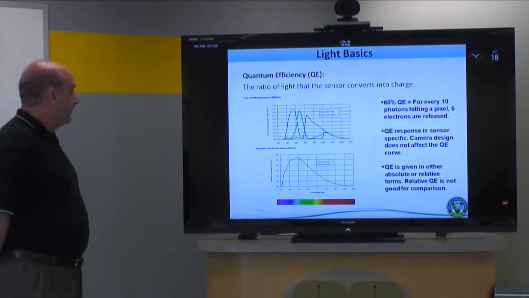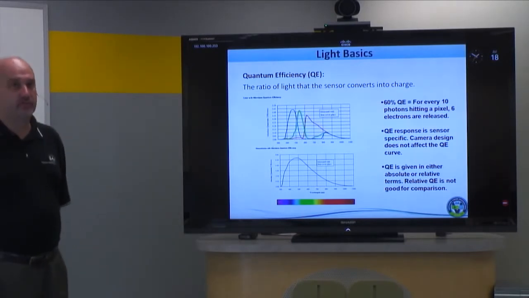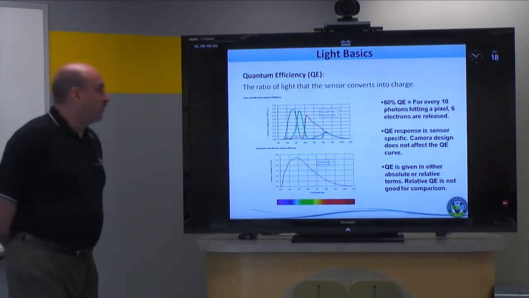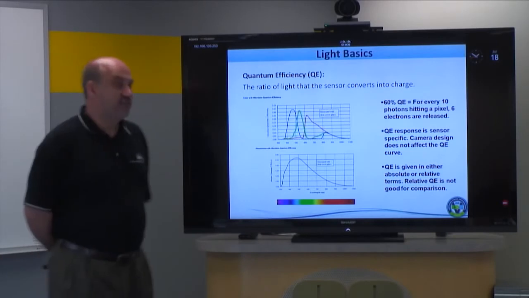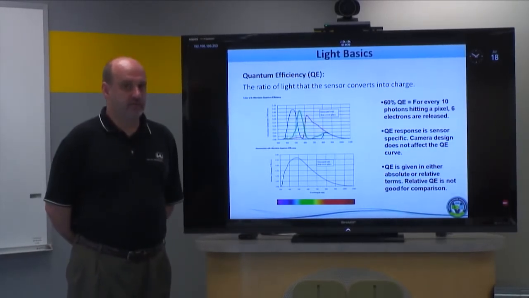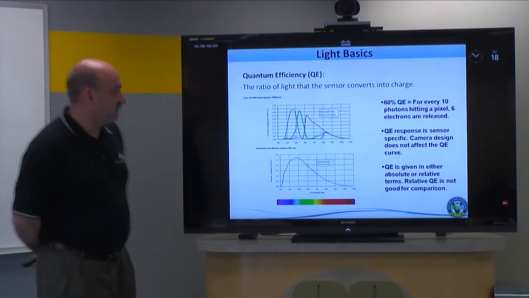For sensors, we often see the quantum efficiency represented on the data sheets. Quantum efficiency is the ratio of light that the sensor converts into a charge. So 60% quantum efficiency means that for every 10 photons hitting a pixel surface, 6 are converted into charge. QE is sensor specific. Camera design does not affect the QE curve.